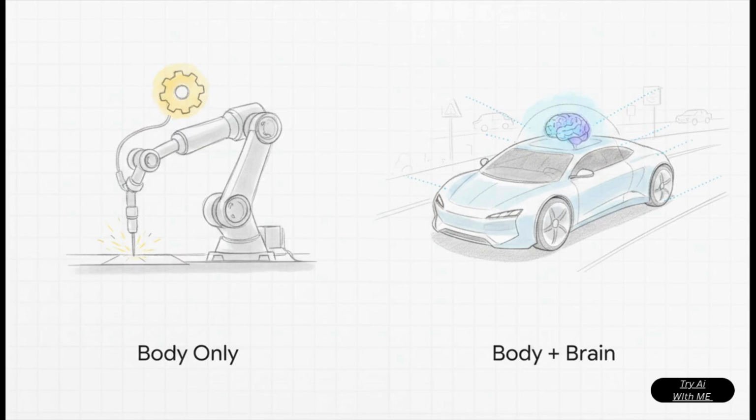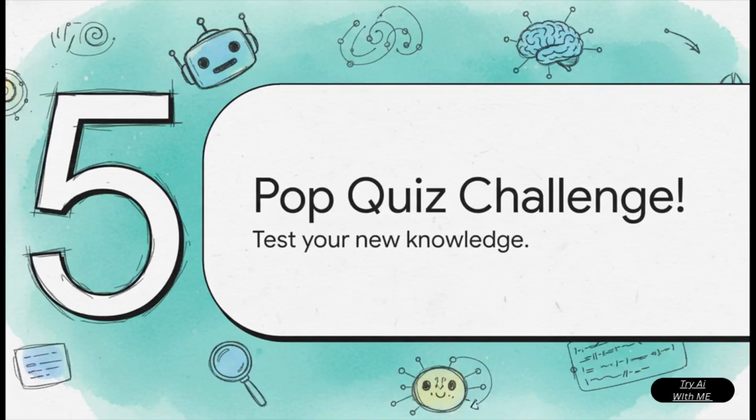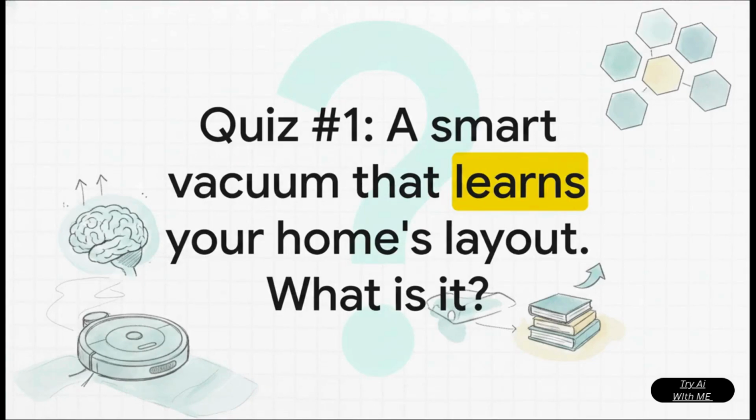Body and a brain. Okay, you've got the basic ideas down. So you know what that means. It is time for a pop quiz. I'm going to throw a few real-world examples at you, and you decide if it's AI, machine learning, a robot, or maybe a mix. You ready for this? Let's do it. Okay, first one.